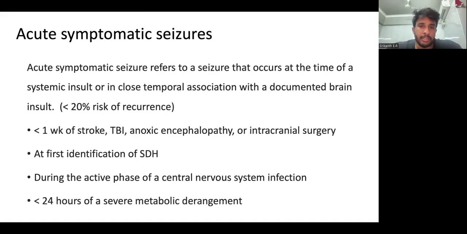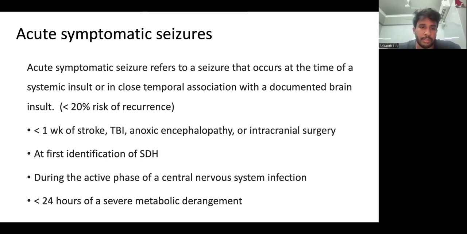So acute symptomatic seizures refers to the seizure that occurs at the time of a systemic insult or in close temporal association with a documented insult. So if the patient, say, has stroke, TBI, SDH, there is a clear time period within which they can be called acute symptomatic seizures. So if they come within 1 week of stroke, TBI, or an anoxic encephalopathy or intracranial surgery, it's an acute symptomatic seizure. At the first identification of SDH, during the active phase of a CNS infection, or less than 24 hours of a severe metabolic derangement like hyponatremia or hypomagnesemia. So if they have one of these features, you would label it as acute symptomatic seizures.